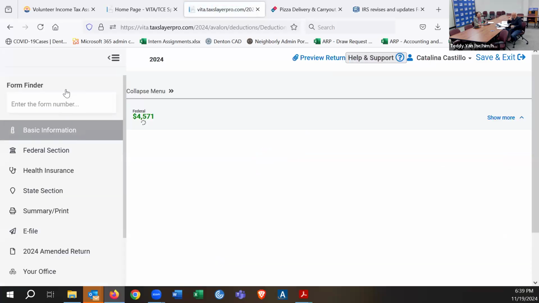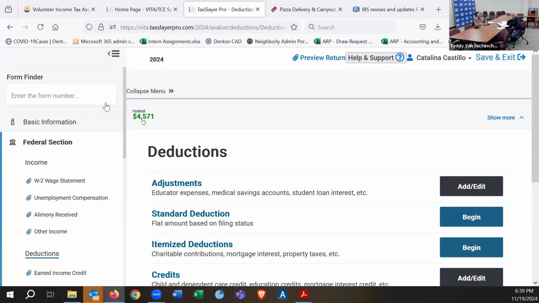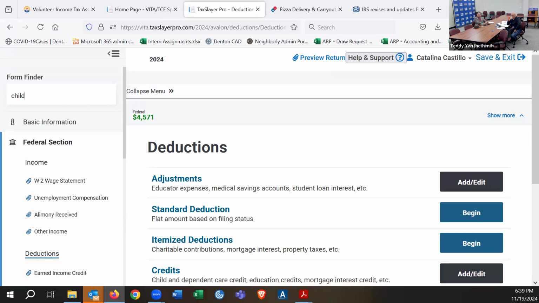All right, so childcare credit. You can either have the form number memorized. It's 2441. Or you can type in child and dependent, if I spelled dependent correctly, and you can click on that.